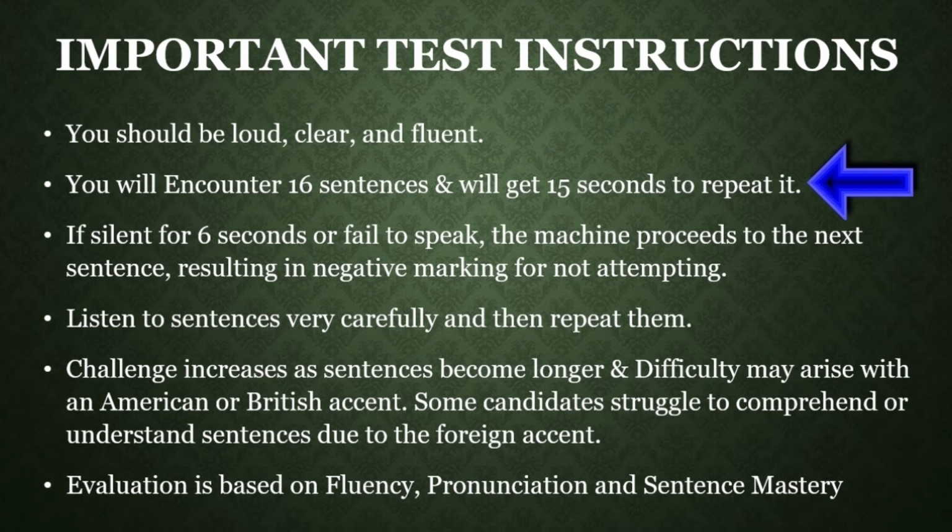You will encounter a total of 16 sentences, and for each sentence, you will have 15 seconds to repeat it. However, if you remain silent for 6 seconds or fail to speak at all, the machine will proceed to the next sentence automatically, and you will get a negative marking for not attempting the sentence. The only difference is that in the previous section, you had sentences written on the screen, whereas in this section, you need to listen to the sentences and then repeat them.